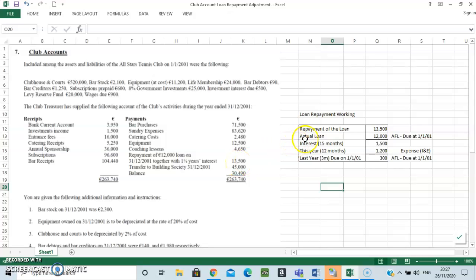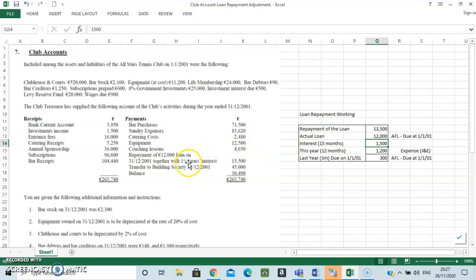So if we go over here and have a closer look at that, the repayment of the loan is 13,500. Now the actual loan is 12,000. So if you take that away, the remaining amount is the 1,500, and that is the total amount of interest.